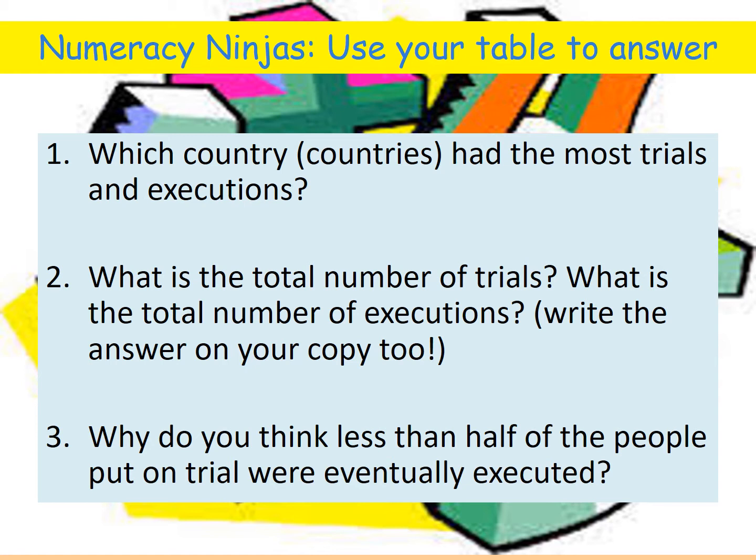What is the total number of trials and what is the total number of executions? So write the answer on your copy too. So from the table, make sure you add up what was the total number of trials and total number of executions. And question 3, why do you think less than half of the people put on trial were eventually executed? So what do you think the reason for that might be? So again, you might want to pause the video at this point here, use your table to help you to answer these 3 questions.